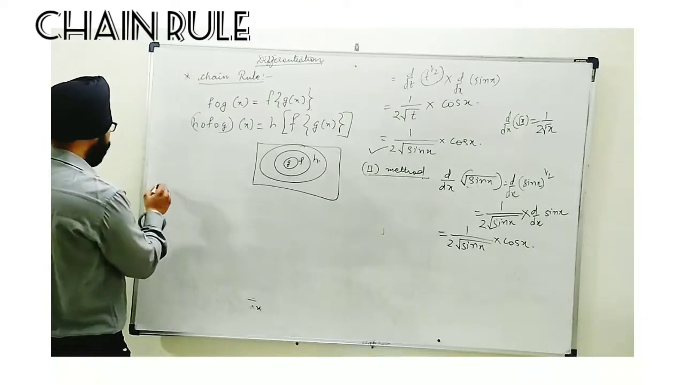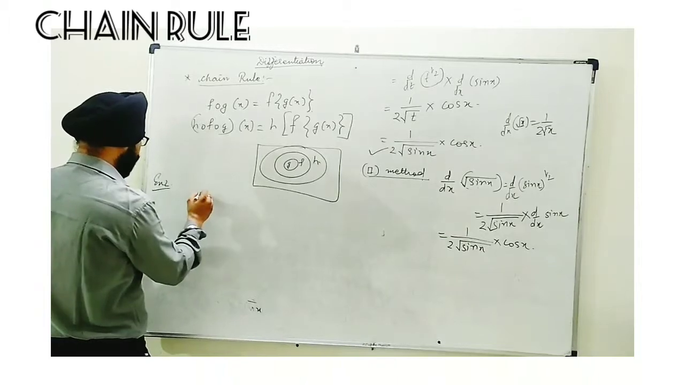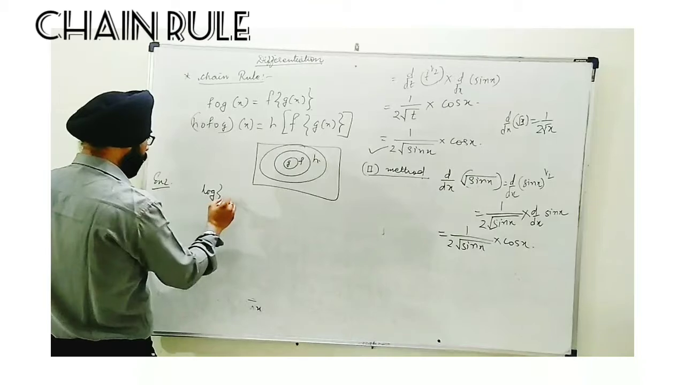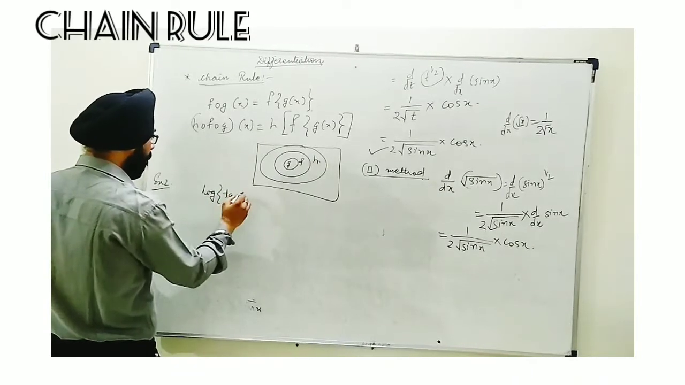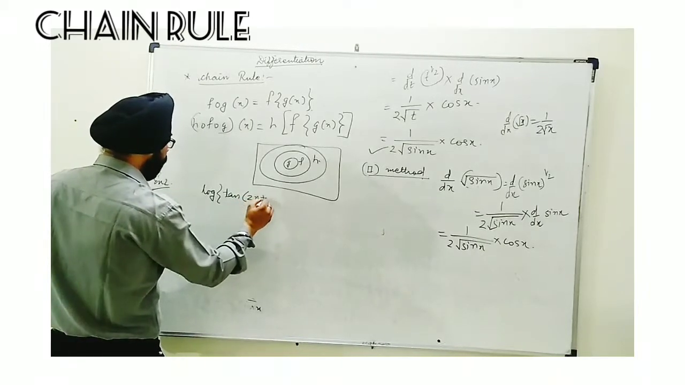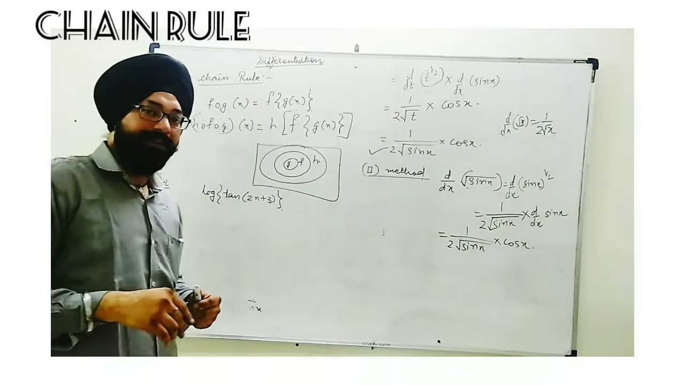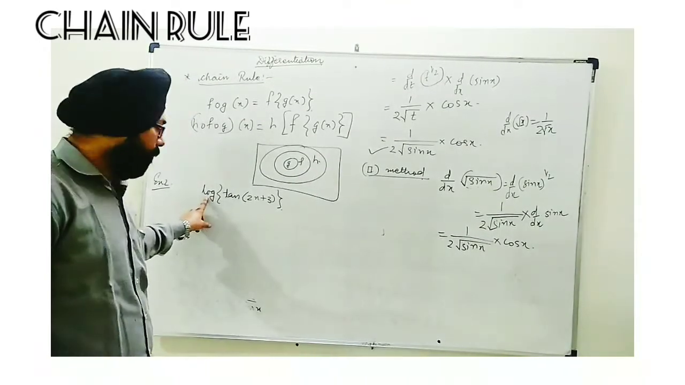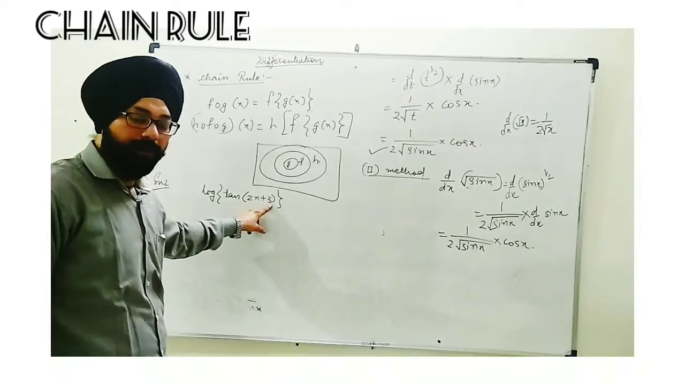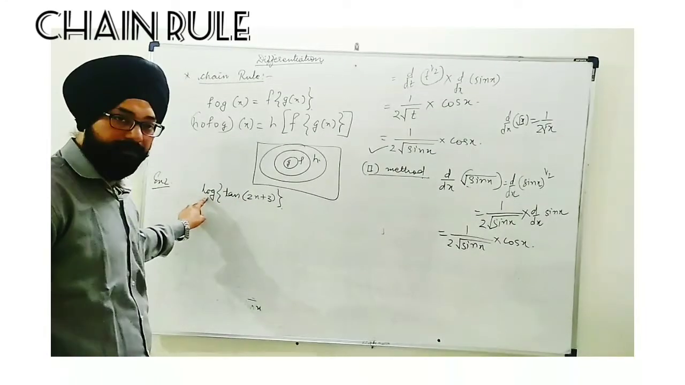Like, second example, suppose I say it is log of tan of 2x plus 3. Now, first of all, spot how many functions are there. First is log, then tan, and inside I see it is not tan of x, it is a linear polynomial. So basically 3 functions. So this one will be the core function, and this is the surface function.